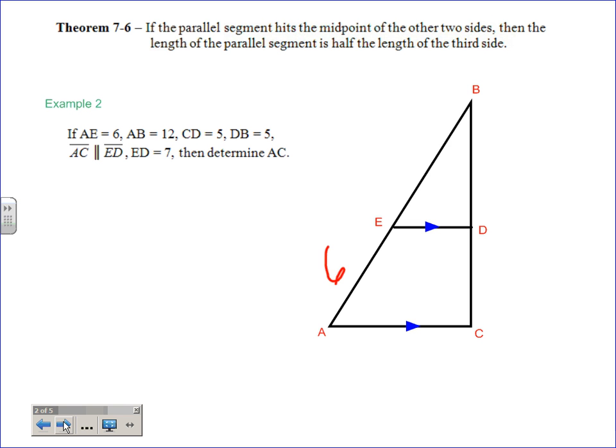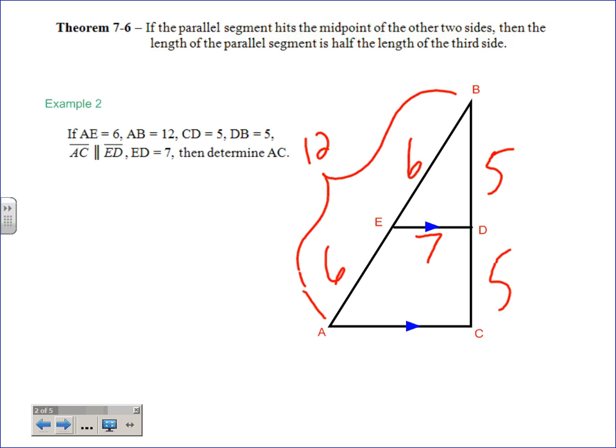AE is 6, and AB is 12. Is E the midpoint of that segment based on that information? Yeah, because it's 6 and 6. Okay. So now here we've got CD is 5, DB is 5. Okay, all right. Tells us that AC and ED are parallel. All right, tells us ED is 7. Determine AC.